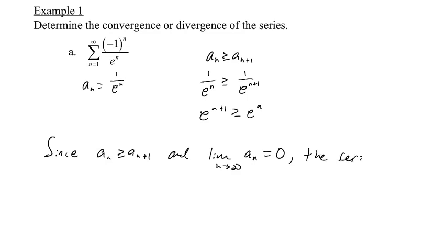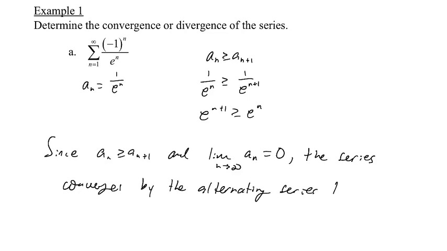The series converges by the alternating series test. Or the series is a convergent alternating series. Either way you want to say that, it doesn't really make a difference.